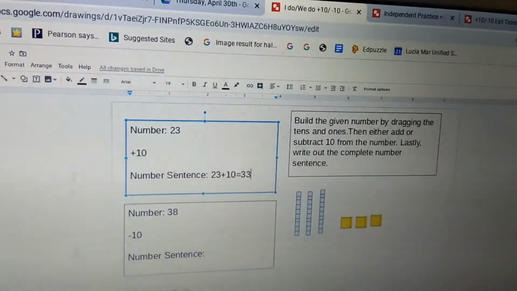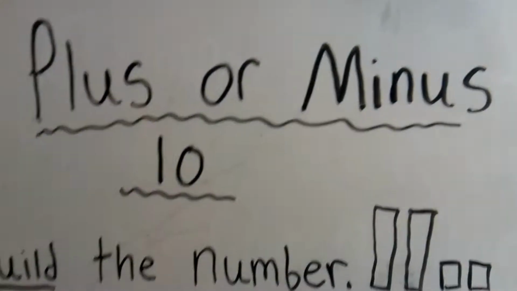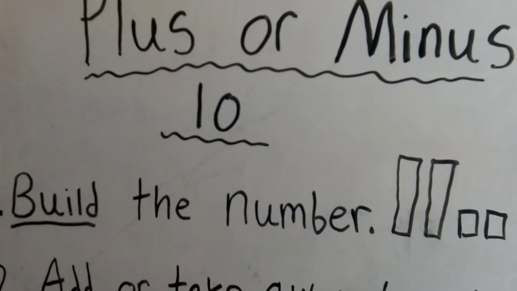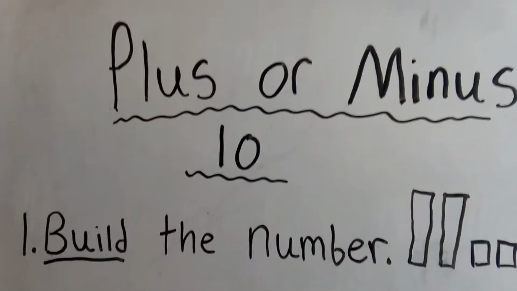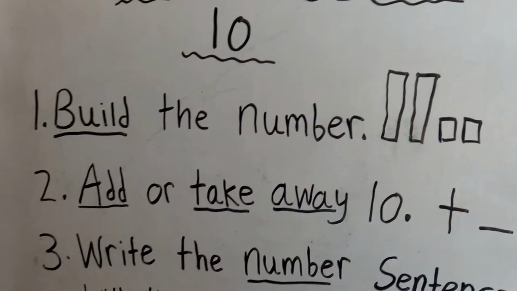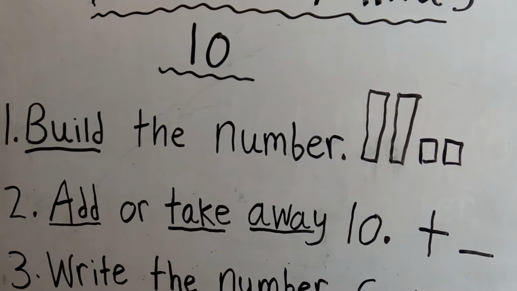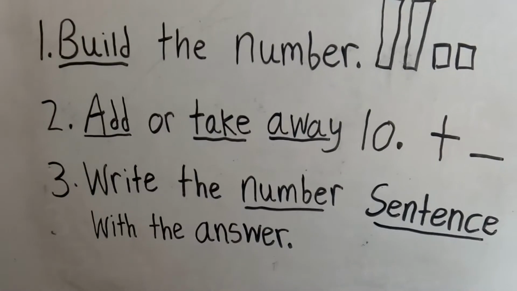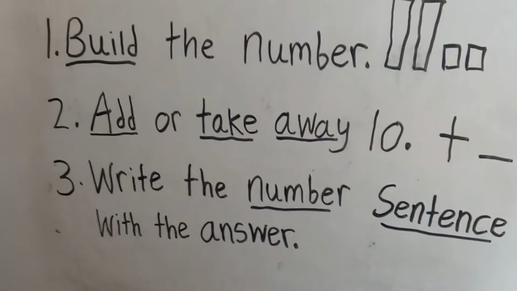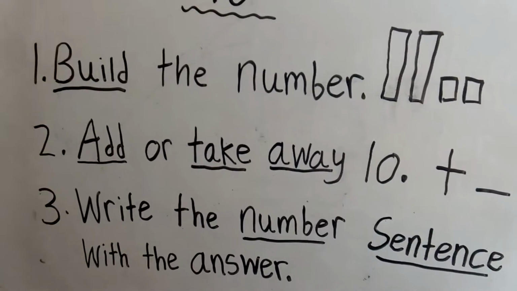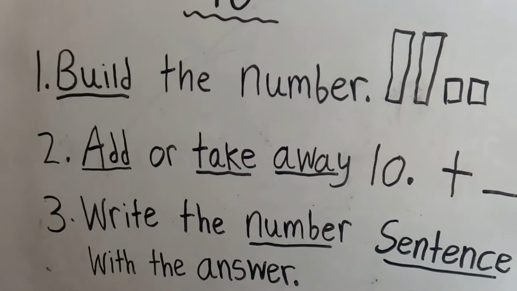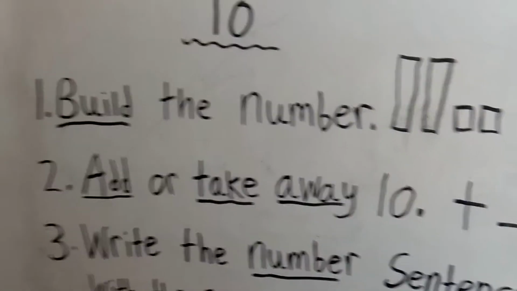So what you just saw me do was the following. First, you saw that I built my original number, which was 23, using my 10s and my 1s. Then, depending on my directions, I either had to add or take away a 10. And last but not least, I wrote out the number sentence starting with my original number, then either plus or minusing the 10 to get my answer, which I also recorded.